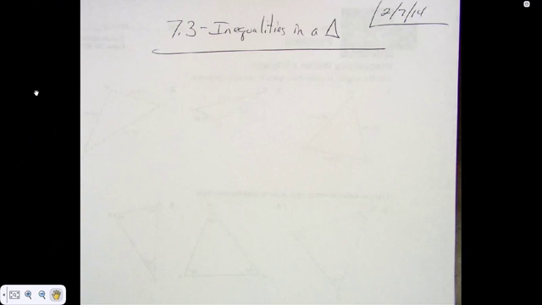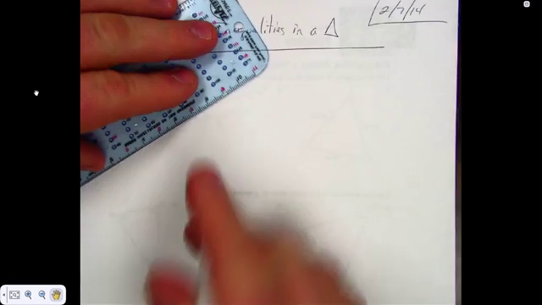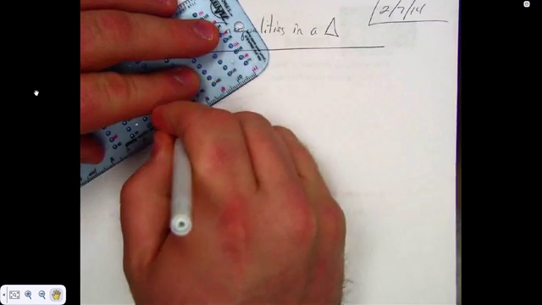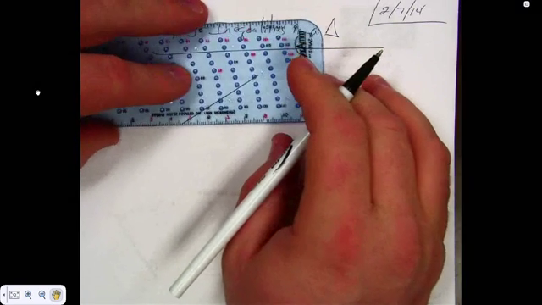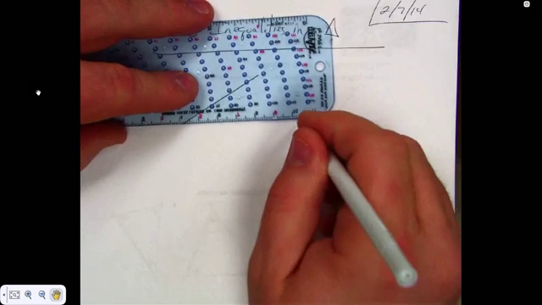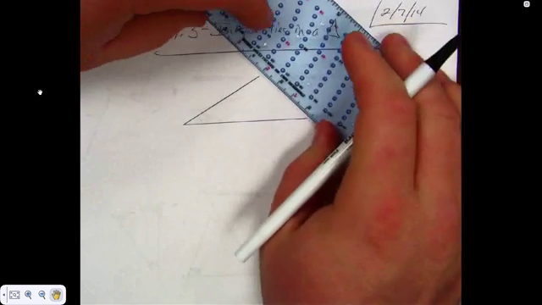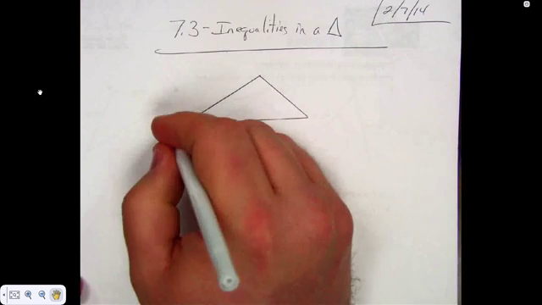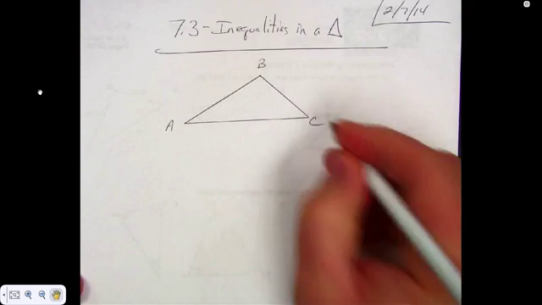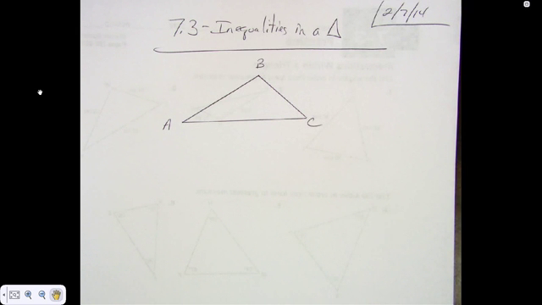Okay. We're going to draw a triangle. And I want you to draw a triangle that obviously has three unequal sides. To me, I think it's pretty obvious that those three sides are unequal. Would you guys agree with me there?